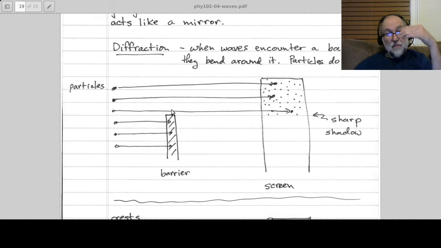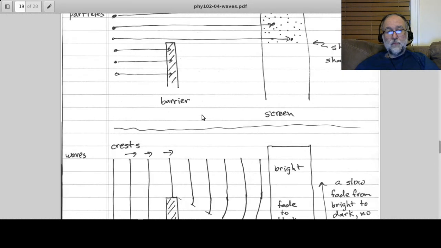Particles that were fired above that barrier, they make it to the screen. Particles that are below that barrier, that top of the barrier there, they're going to hit the barrier and they're not going to make it to the screen. You get this nice sharp shadow right there on the screen. Okay, this is the story with particles being fired at a screen. Okay, now what happens when you fire waves at a screen and you have a barrier like that?